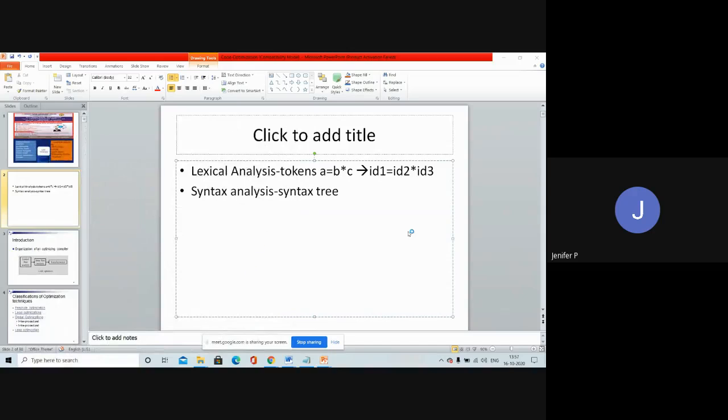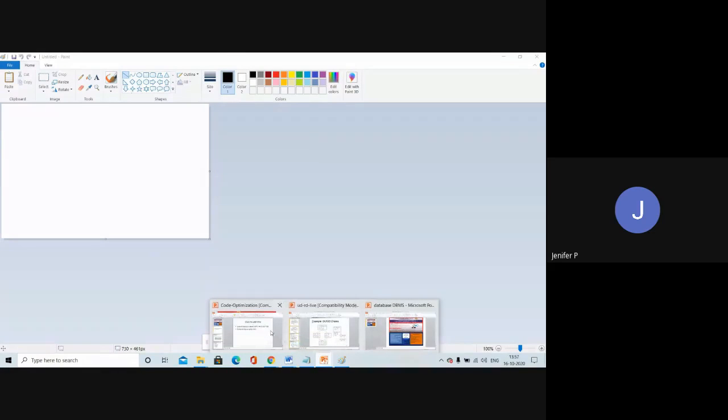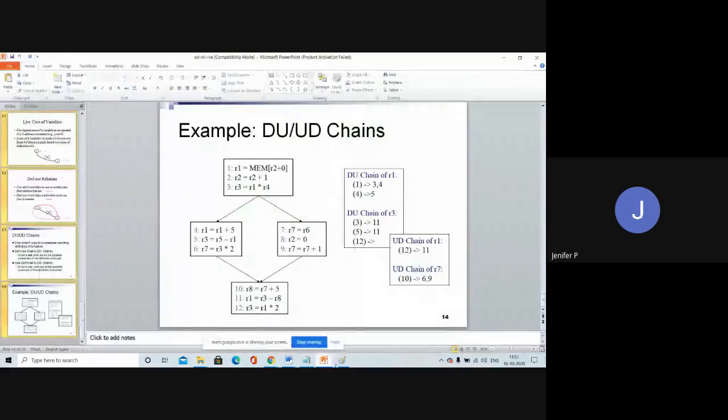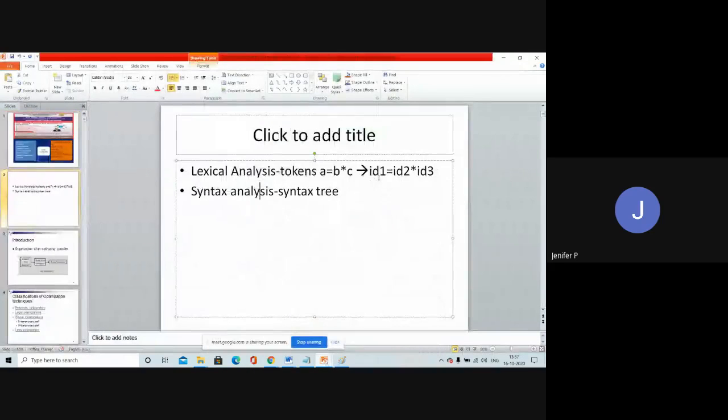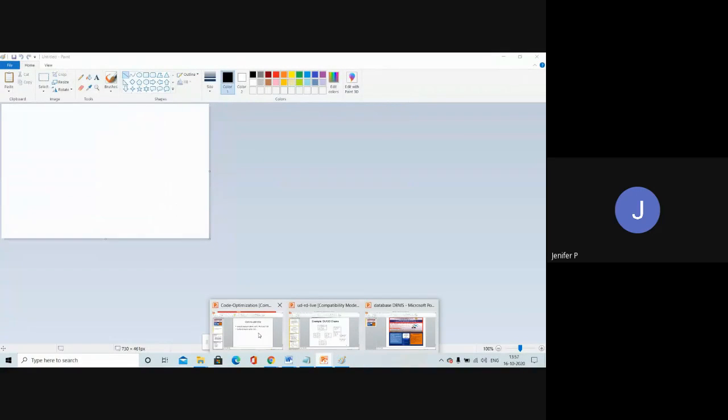Syntax tree draw பண்ணி தெரியும்ல இல்ல பண்ணி காமிக்கவா? Okay. So what is our expression? Our expression is ID1 equal to ID2 plus ID2 into ID3. Very simple expression. So first, what are the operations involved?